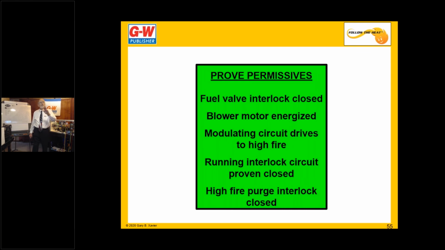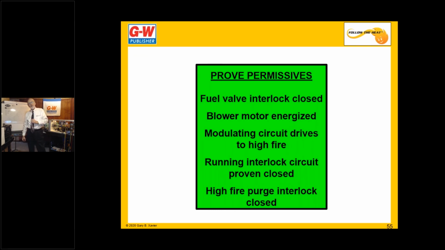You might have 1 or 2 permissives on a small burner. You might have a dozen on a big boiler burner. But the permissives are anything that has to give permission for that burner to run. They all have to prove. The fuel valve interlock has to prove closed. The blower motor has to, and we need fuel, we need air. We have to prove both of those things. If it's a modulating burner, we want to make sure it can ramp up to high fire. We're going to light it in low, but we'll drive it up to high, bring it back down to light, but we want to make sure it can move.